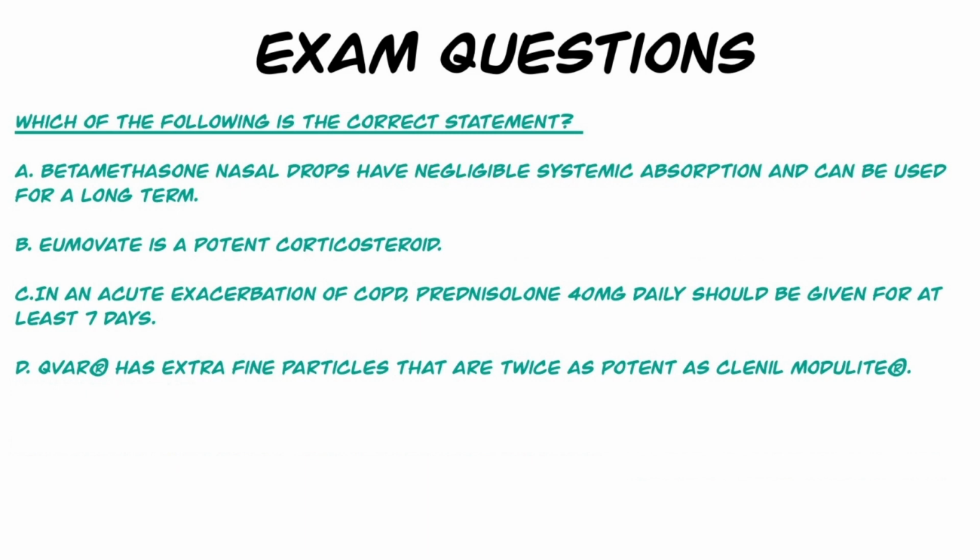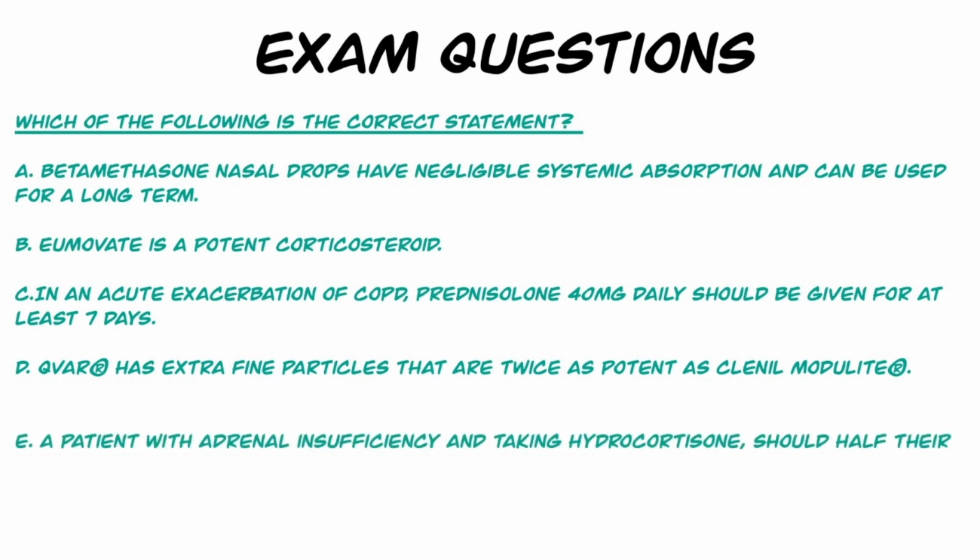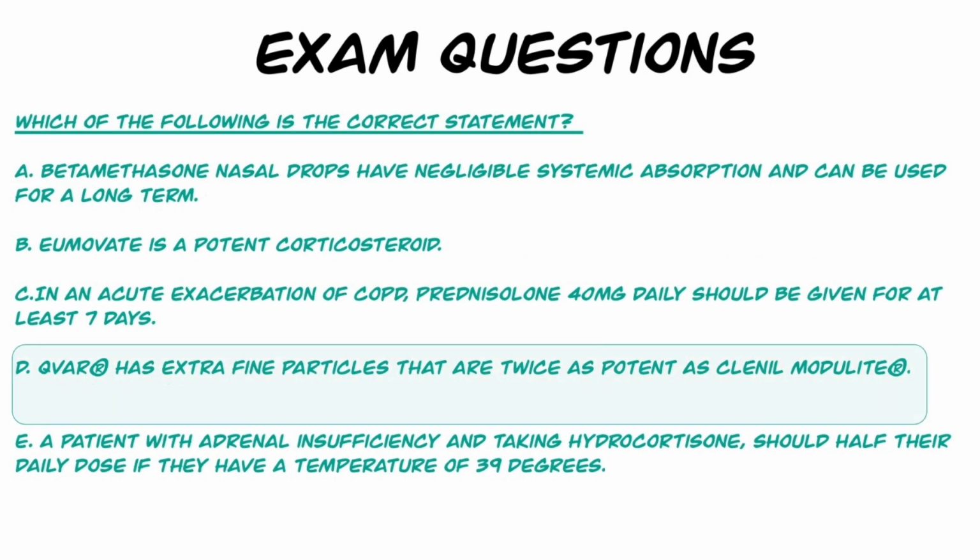D. QVAR have extra fine particles that are twice as potent as clenil-modulate inhalers. And E. A patient with adrenal insufficiency and taking hydrocortisone should half the daily dose if they have a temperature of 39 degrees. So have a think about which is the correct statement. So the answer is D. QVAR have extra fine particles and are twice as potent as the clenil.